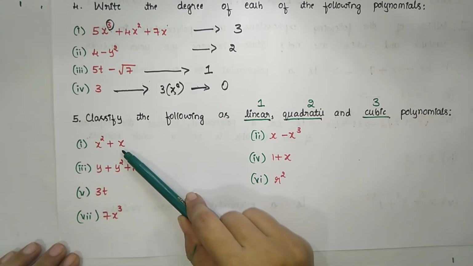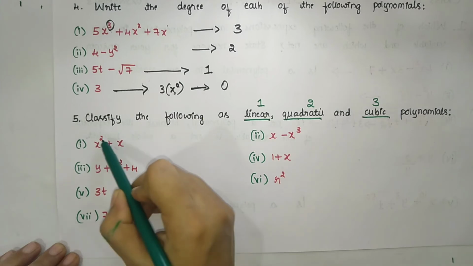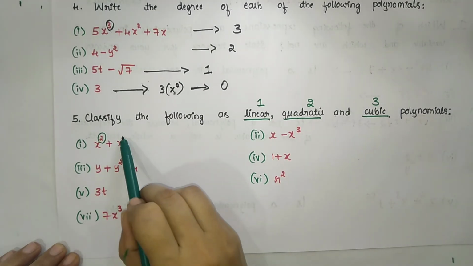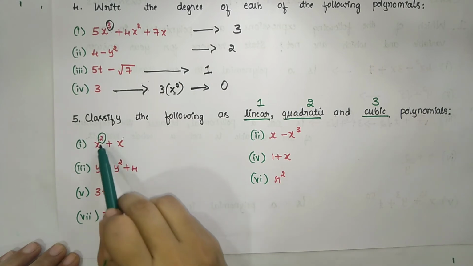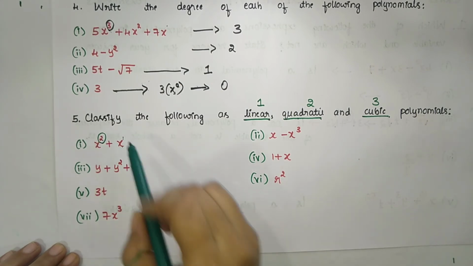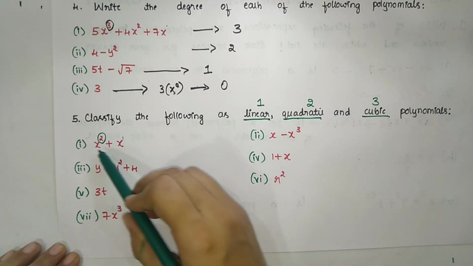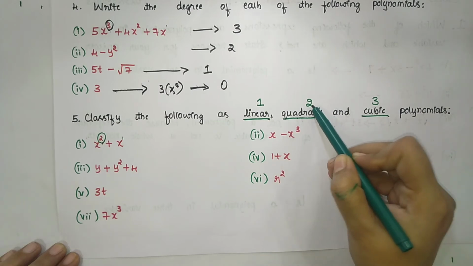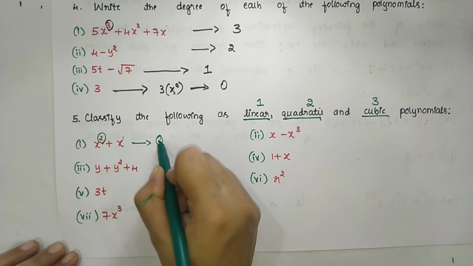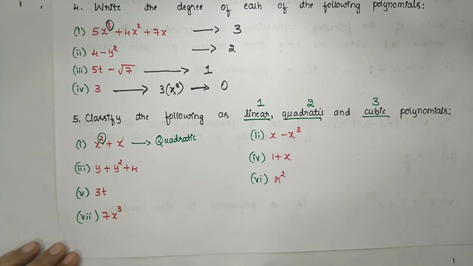The first question here is x square plus x. You can see that 2 is the degree of the polynomial. We have x power 1 and x power 2, so the highest power of the variable is 2. That is the degree of the polynomial, and I told you that if the degree is 2, it is called quadratic. So I can write the first polynomial as a quadratic polynomial.